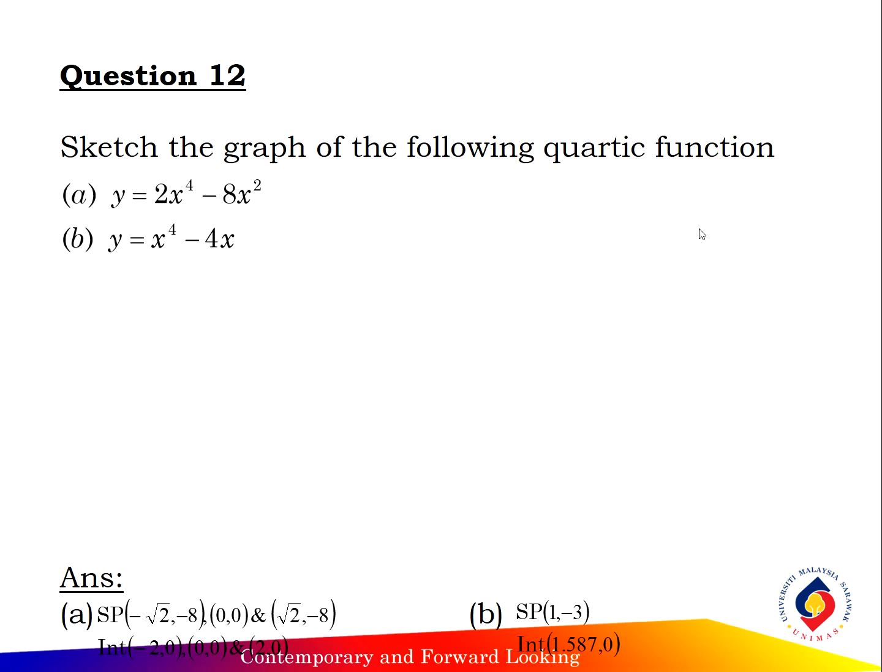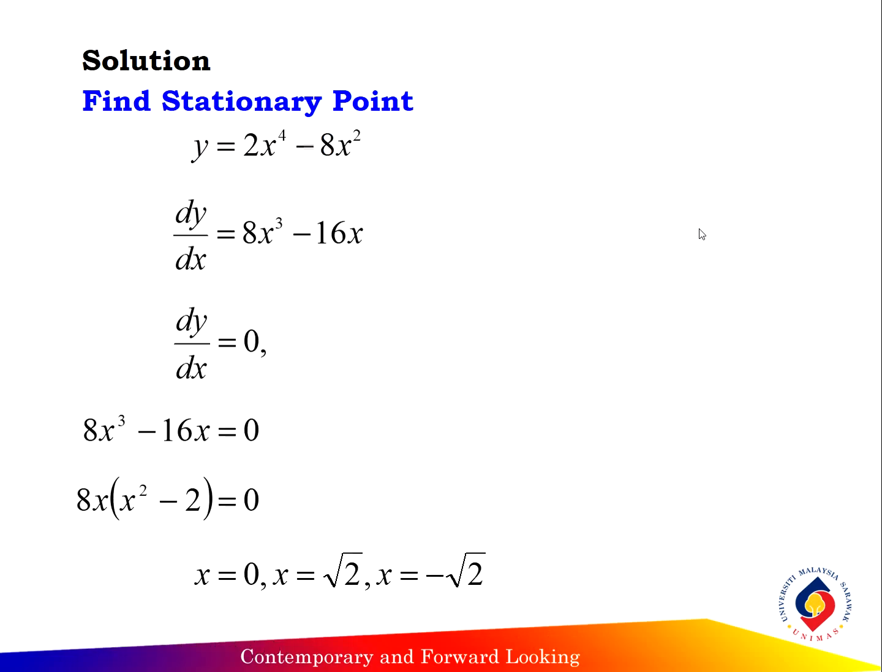Question 12. Sketch the graph of the following quartic function: y equals 2x to the power 4 minus 8x squared. Step 1, you find the stationary point of the quartic function.